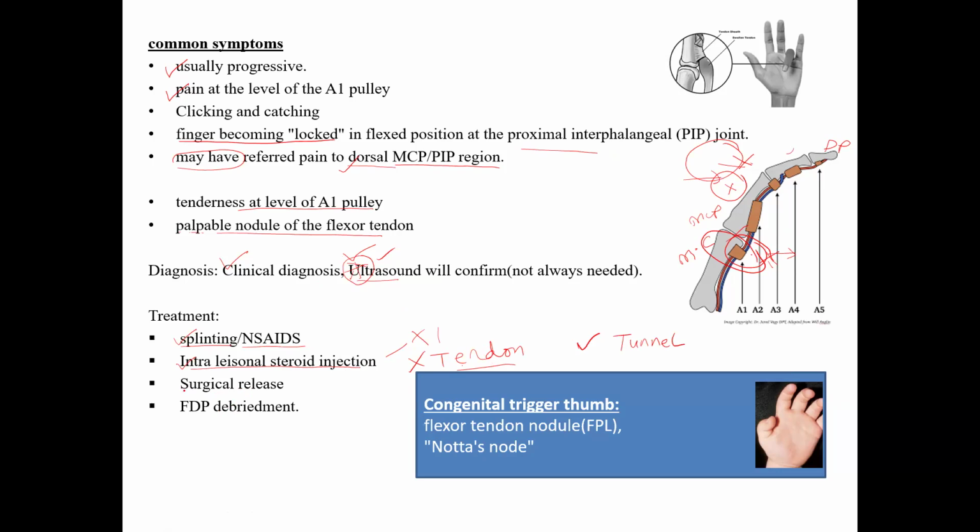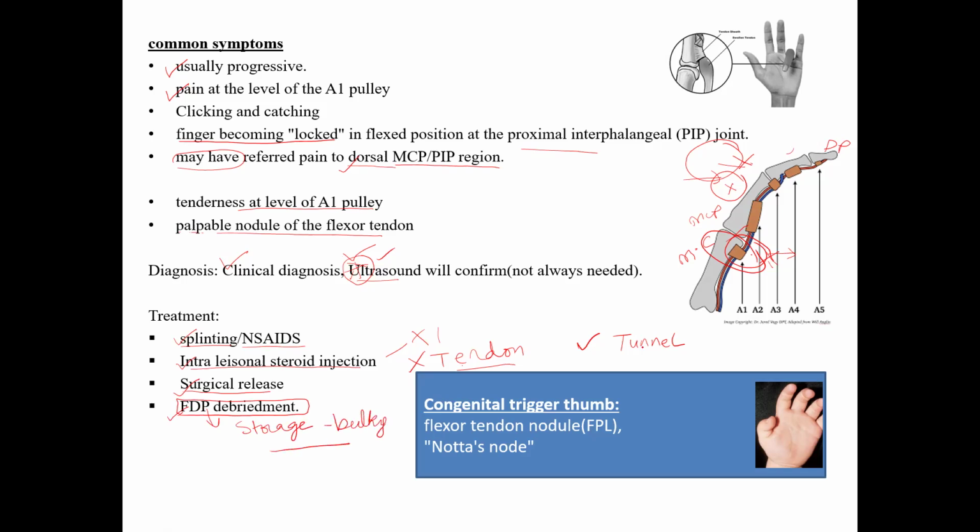And if the patient is not responding, you can go for surgical release, where we cut the roof, that is the pulley. And if the patient has severe tightness, then we can go for debridement of the flexor digitorum profundus. This generally happens in patients who have a storage disorder. So the tendon will become very bulky, and you need to reduce the bulk of the tendon.